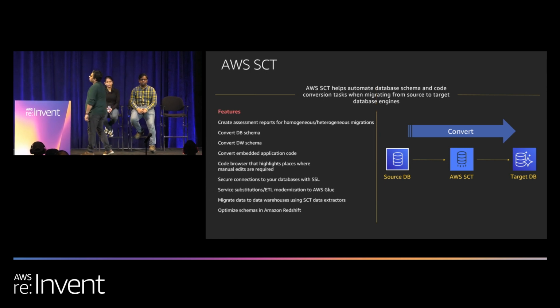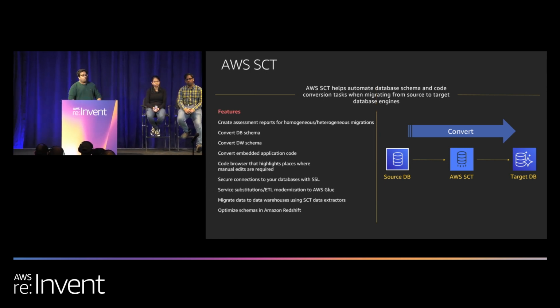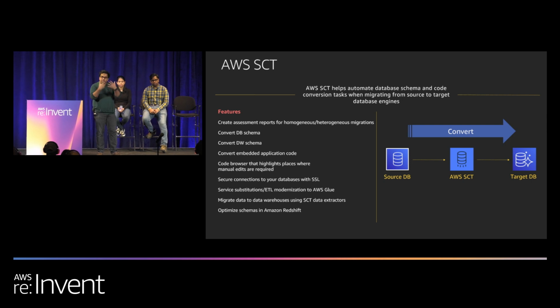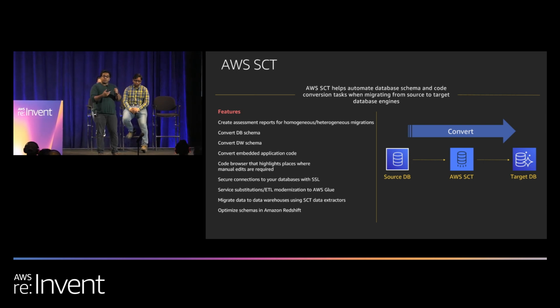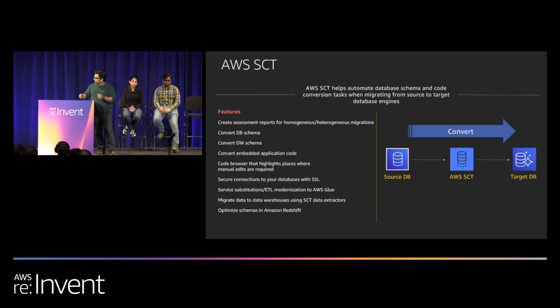So now let's talk a little bit more about SCT. Like we said, it helps you make heterogeneous migrations predictable, helps you with code conversion tasks, database code conversion tasks. But what SCT also has the ability to do today is it can look at embedded SQL in your application code and try and convert that to be able to work with the target engine that you're trying to go into, among other things. For example, it can convert data warehouse schemas.